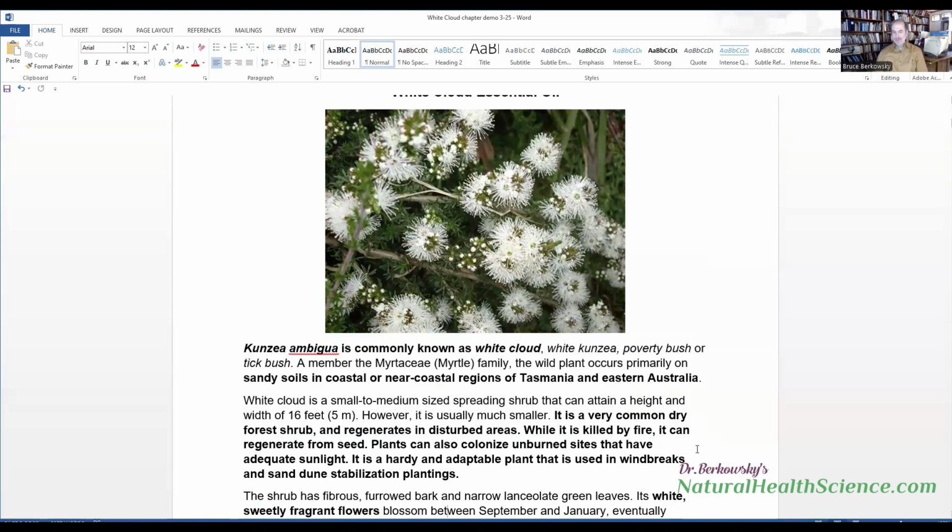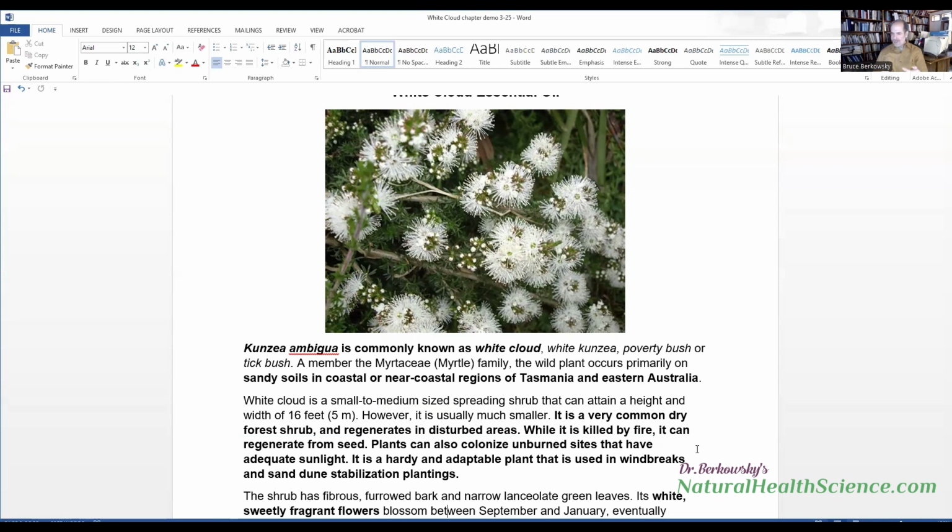So the Latin genus and species for white cloud is Kunzea ambigua. Ambigua. So as soon as you hear that, without knowing anything else about this plant and the oil and so forth, you should be saying in your mind, ambigua. Ambiguous. How can I use that? What does that bring to mind? So it's commonly known as white cloud or white kunzea or poverty bush or tick bush. And tick bush is one of the other important common names that we should know.